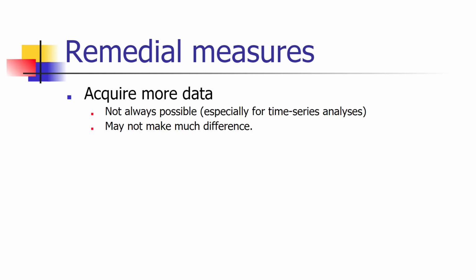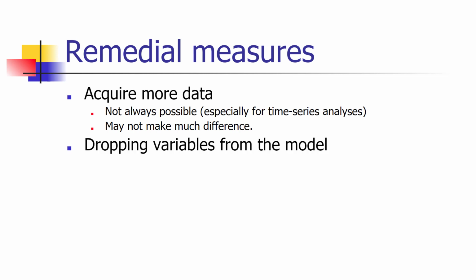To remedy a problem of multicollinearity, one simple solution is to acquire more data. The basic problem is you don't have enough independent variation in the individual independent variables to get reliable estimates of their separate effects. Acquiring more data could help alleviate that problem, if that's feasible. If you're dealing with time series, you may not want to wait to acquire more data. If the same degree of multicollinearity occurs with the new observations, it may not make very much difference.